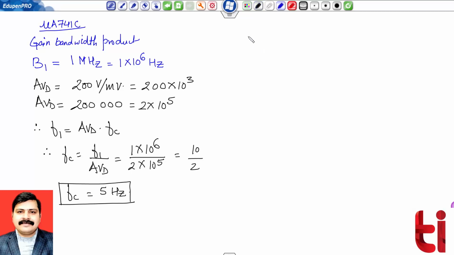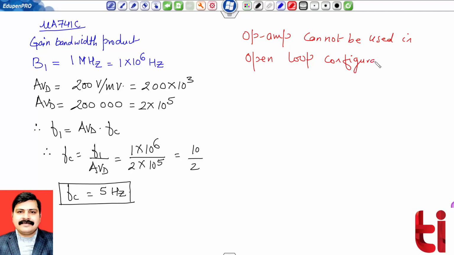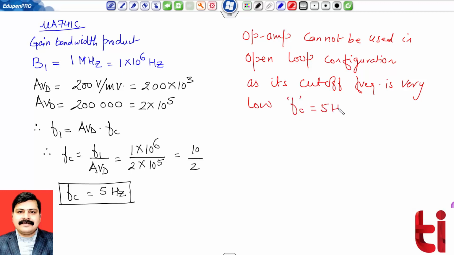So the op-amp cannot be used in open loop configuration as its cutoff frequency is very low. That is, Fc equals 5 Hz for IC μA741C.